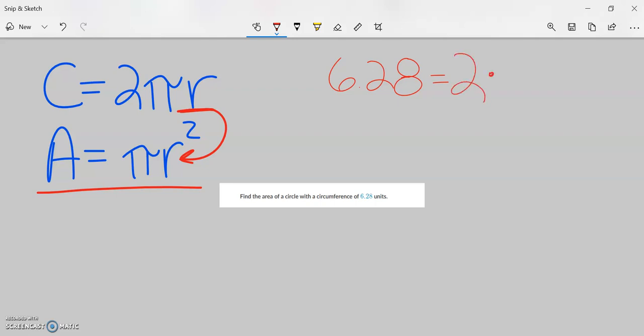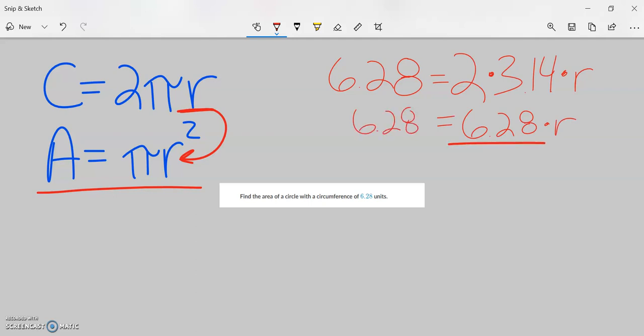Then 2 times 3.14 times our radius. 2 times 3.14 is 6.28. We're going to divide both sides by 6.28. And 6.28 over 6.28 is equal to 1. So our radius is simply 1.